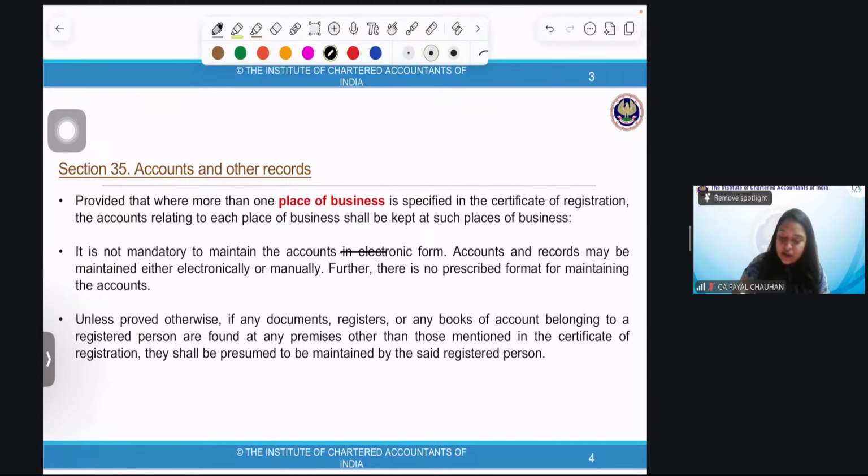Then, it's not mandatory to maintain the accounts in electronic form. It's your choice. You can have accounts in electronic form also and physical form also. Accounts and records may be maintained either electronically or manually. Further, there is no prescribed format for maintaining the accounts. Can I ask you, just give me an acronym, E, M, whatever. What do you feel is beneficial, going with manual accounting or electronic accounting?